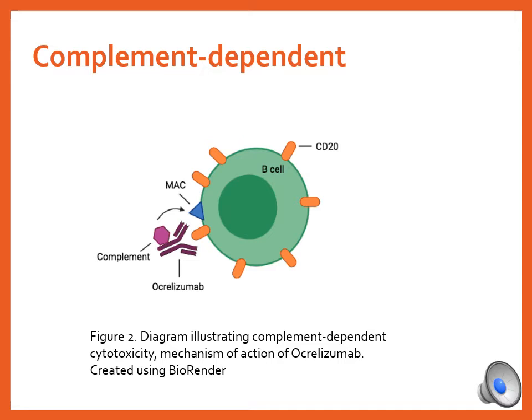Coming back to the function of type 1 antibodies, they are characterized by their ability to induce a translocation of CD20 into large lipid microdomains or lipid rafts within the plasma membrane upon binding. This clustering process enhances the recruitment and activation of complement, and hence type 1 antibodies exert potent complement-dependent cytotoxicity.